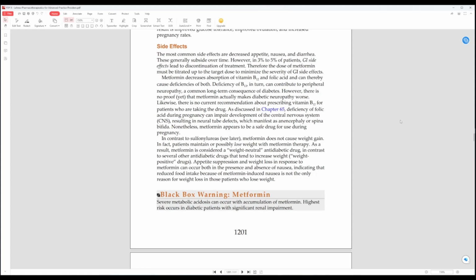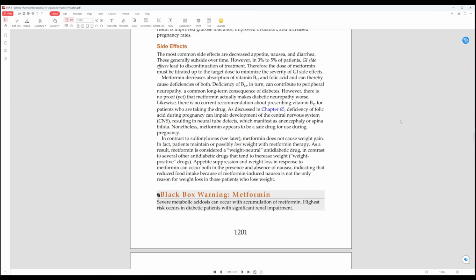However, there is no proof yet that metformin actually makes diabetic neuropathy worse. Likewise, there is no current recommendation about prescribing vitamin B12 for patients who are taking the drug. As was discussed in Chapter 65, deficiency of folic acid during pregnancy can impair development of the central nervous system, resulting in neural tube defects, which manifest as anencephaly or spina bifida. Nonetheless, metformin appears to be a safe drug for use during pregnancy.